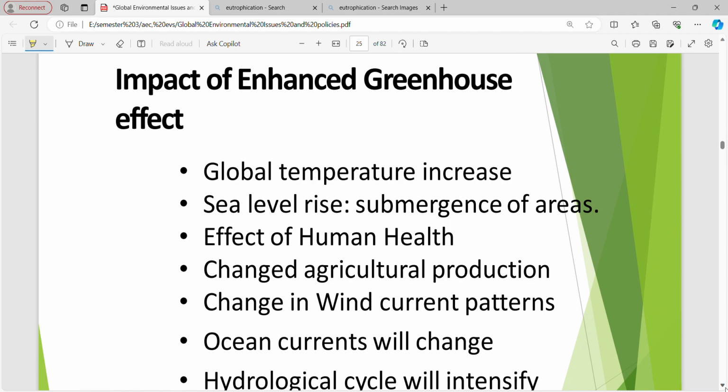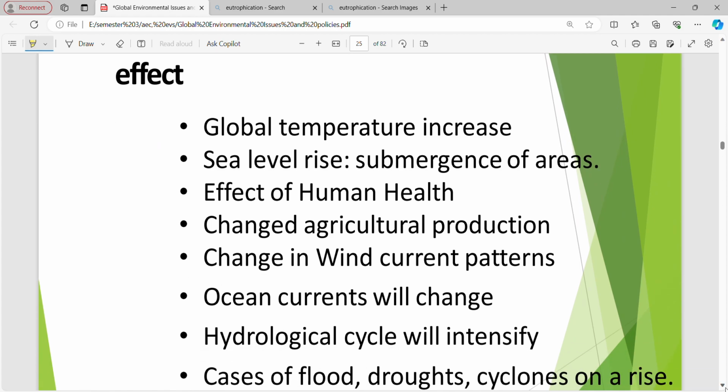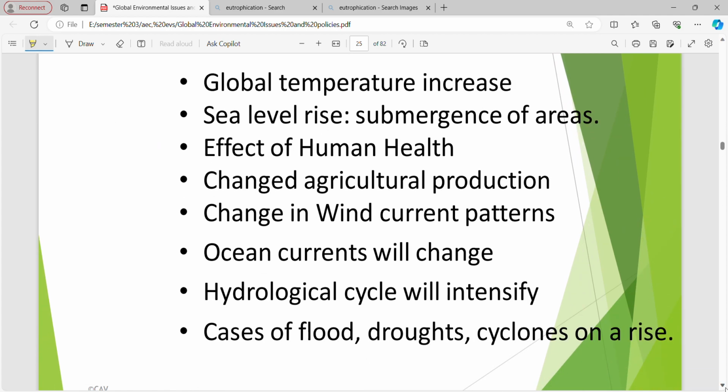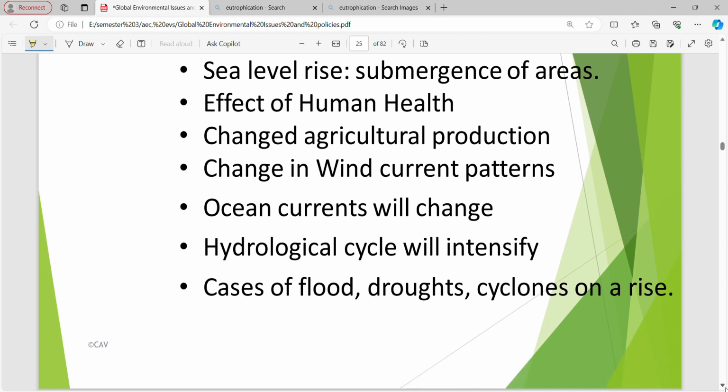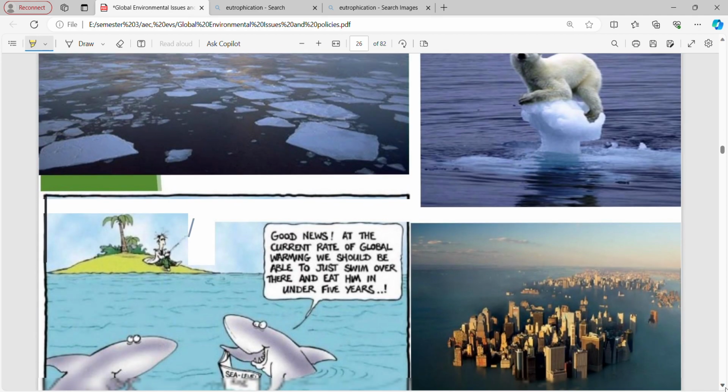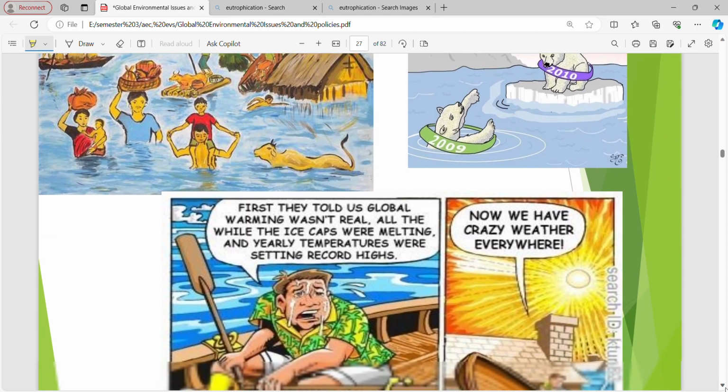So next is the impact of the enhanced greenhouse effect. Global temperature increase, sea level rise, which will lead to submergence of areas as well. Effect on human health, changed agricultural production, change in wind current patterns, ocean currents will change, the hydrological cycle will intensify, cases of flood, drought, cyclone on the rise. So these are some examples.